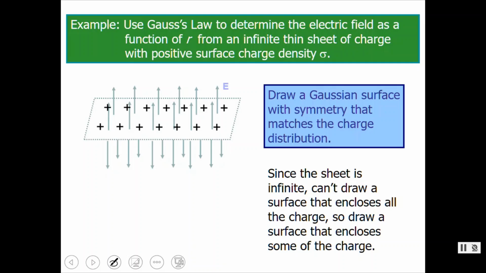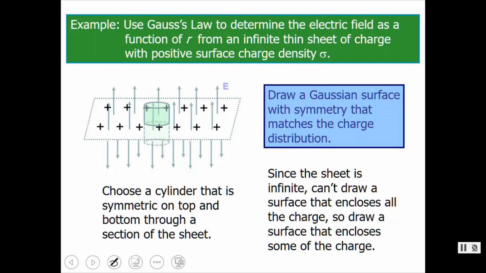And then we also want to enclose only part of the sheet. As I hinted at in the previous video, if I were to draw an infinite sheet, I'd have to have an infinitely large surface in order to incorporate that. Then my surface area would be infinitely large and I wouldn't be able to do anything. So I need to draw a Gaussian surface that encloses just part of the charge, and then I'll be able to infer what's going on for the rest of it with integration.